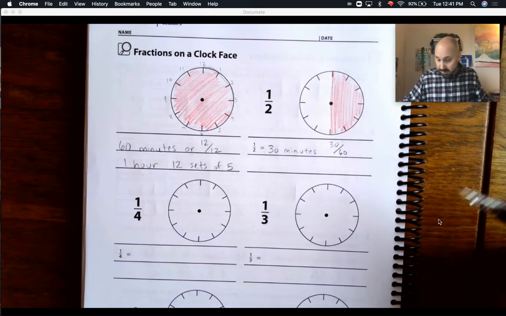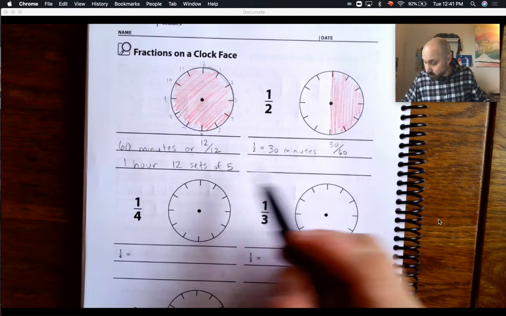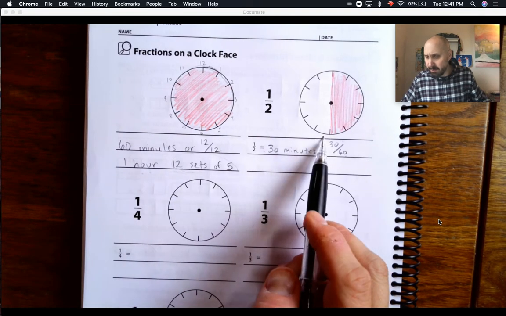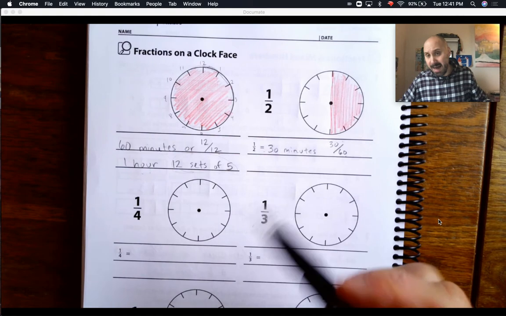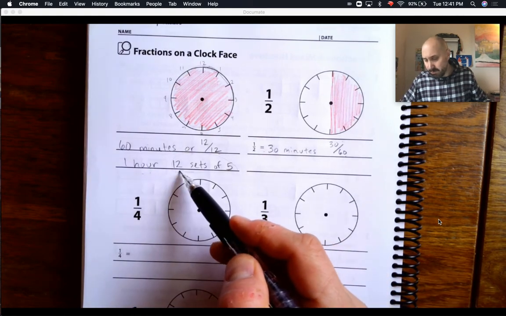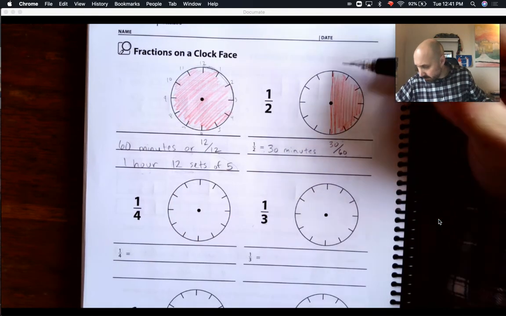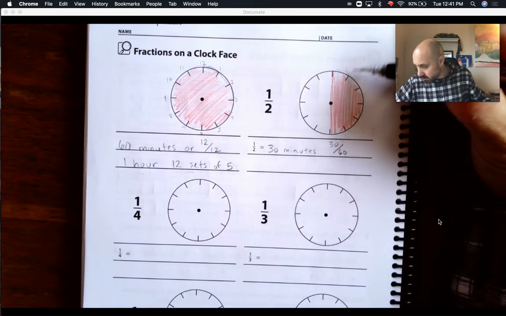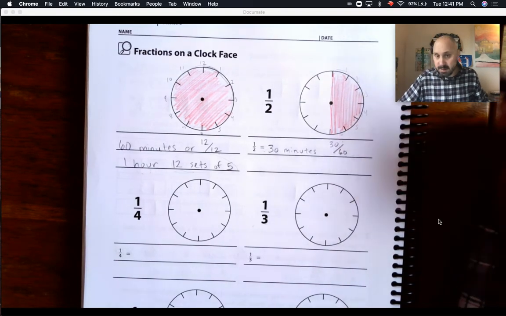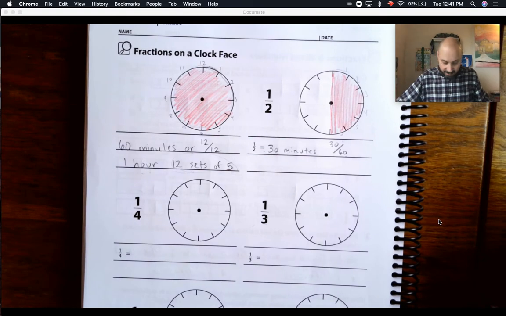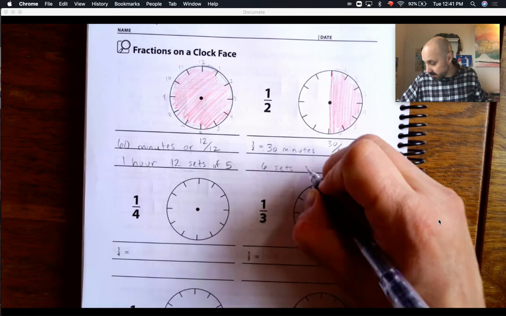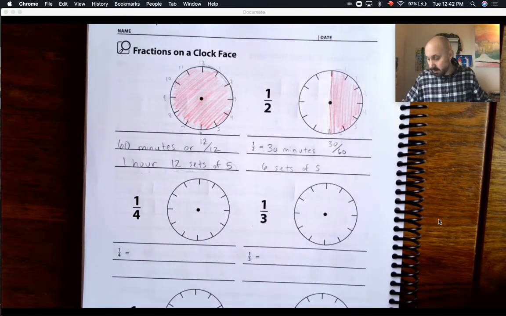Now, how many sets of five is this? Remember, I had 12 sets of five for the 1 hour. How many sets of five are there in 30 minutes? Well, 30 minutes is half of an hour. If there's 12 sets of five in an hour, let's see here. We have 1, 2, 3, 4, 5, and 6. We have 6 sets of 5, which makes sense because 6 times 5 is 30.